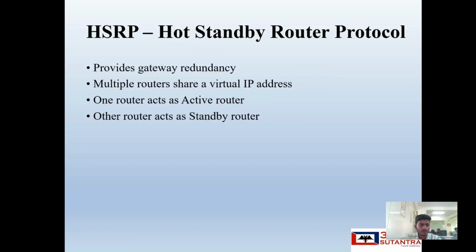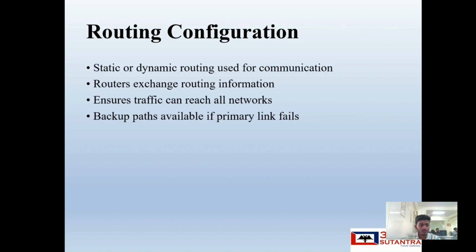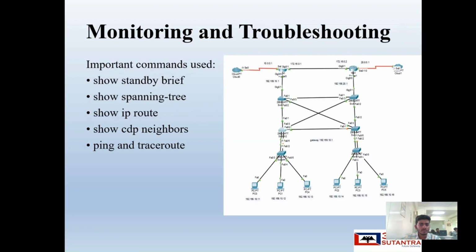Next is HSRP. HSRP is used to create a virtual gateway. One router works as the main and another works as backup. If the main router fails, the backup router takes over and automatically starts working. Next is routing. Routing is used to connect different networks and allow communication. Next, monitoring and troubleshooting. Commands like ping and show are used to check the network.